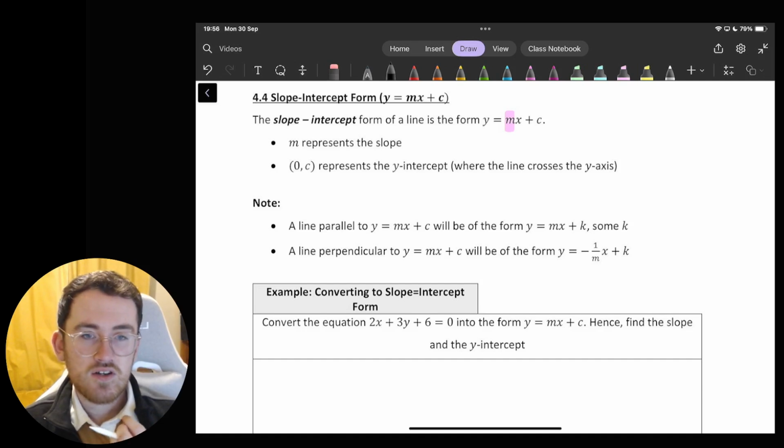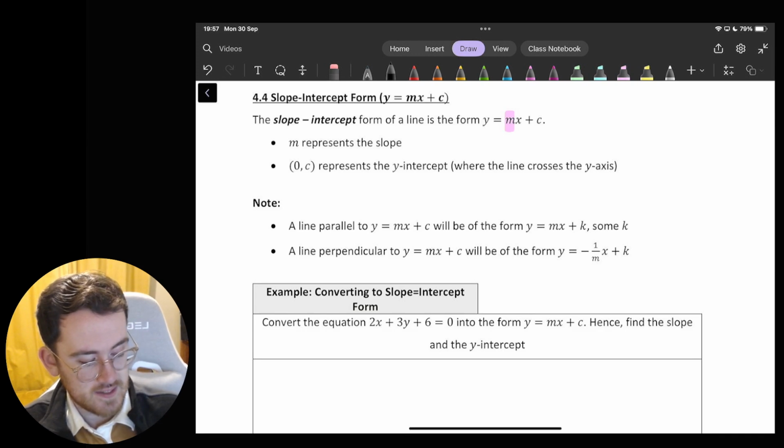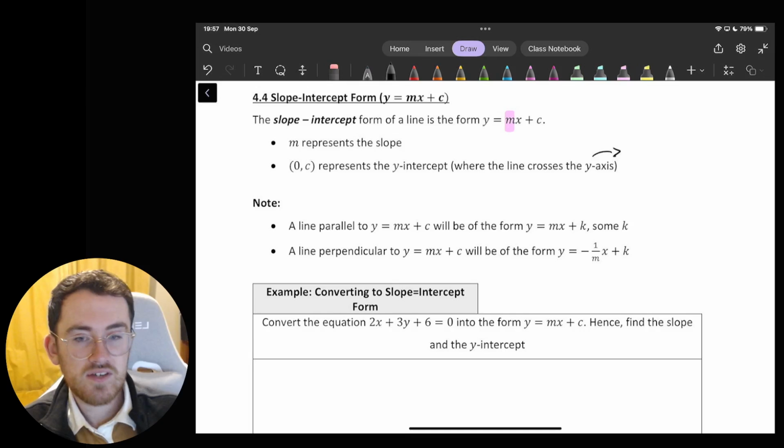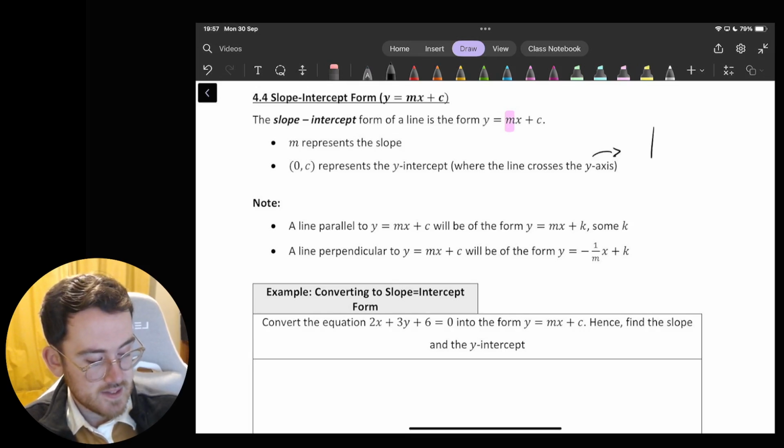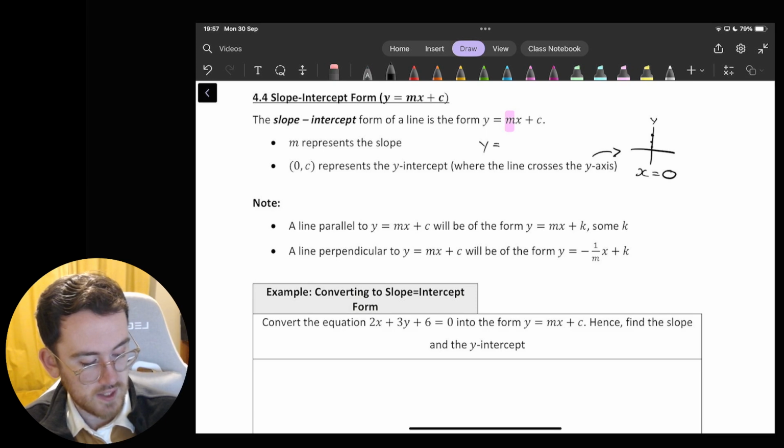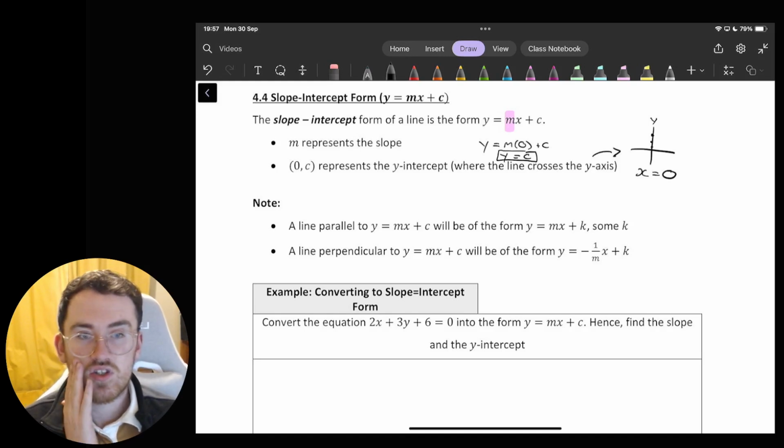Then the last point, 0c, will represent the y-intercept, and this is where the line crosses the y-axis. We'll talk about this a little bit more, but even just to touch on it now, at the y-axis, if we think of our coordinate plane, my y-axis is this one here. For any point along this axis, the value of x is going to be 0. So we are essentially saying if I took this formula, made x 0, then the value of y that I would get would be c. Therefore the point 0c represents where this line crosses the y-axis.